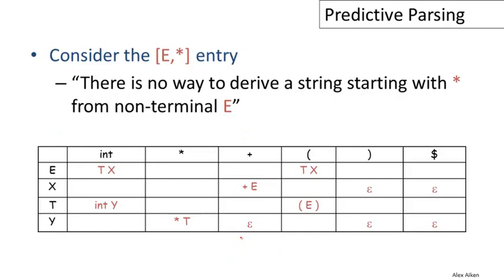And finally, notice that a lot of the entries are blank, and those are error entries. So let's take a look at the E, star entry. That says that if the leftmost non-terminal is E and the next input token is a times symbol, a star, well, then there is no move that you can make. There is no production you can use for E that's going to successfully parse that input, and this is the point at which you would raise a parsing error.